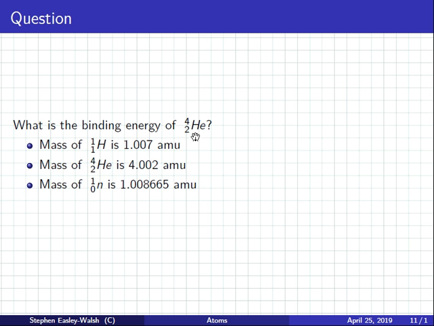Protons, 2. Oh, protons, sorry. How many neutrons? 2. So, can you use this to calculate the binding energy? First, you need to calculate the mass defect. Okay? So, the mass is 4.002, but that will be smaller than 2 of these and 2 of these. Okay, can you try to calculate it, and then we'll do it together.